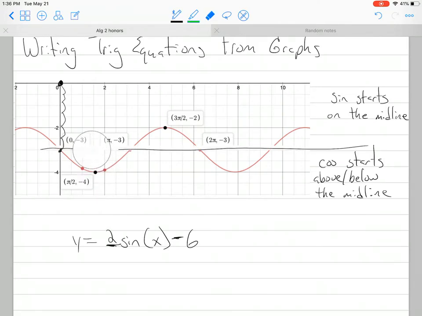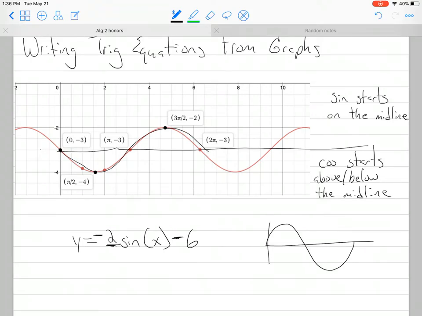The last thing that I need to think about here is, well, I don't know if it's positive or negative sine. Well, sine typically starts at the midline, goes up, goes down, comes back up. This sine starts at the midline and goes down, goes up, goes back down. So that means it must be negative. This is a typical sine curve right here. And this one did the opposite, so it was negative. So there we go. The equation of this line is y equals -2 sine of x minus 6, where you see your midline and you see your amplitude. Cool. One down.